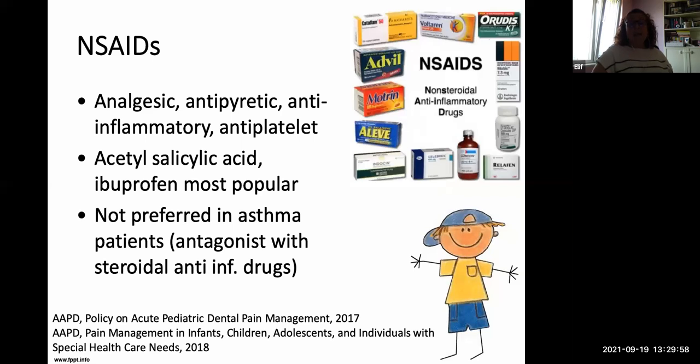And non-steroidal anti-inflammatory drugs are another choice. In children, we might prescribe this kind of drug also. They have analgesic, antipyretic, and, in addition to the paracetamol group, anti-inflammatory and antiplatelet effects. The most popular medications in this group are acetylsalicylic acid and ibuprofen. But it has to be kept in mind that non-steroidal anti-inflammatory drugs are not preferred in asthma patients because they have antagonistic effects with steroidal anti-inflammatory drugs, which are used for the treatment of asthma.